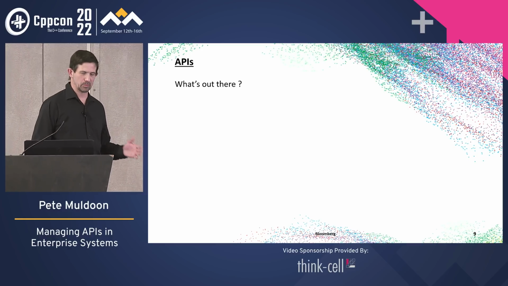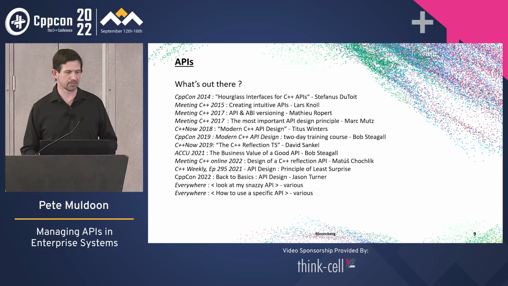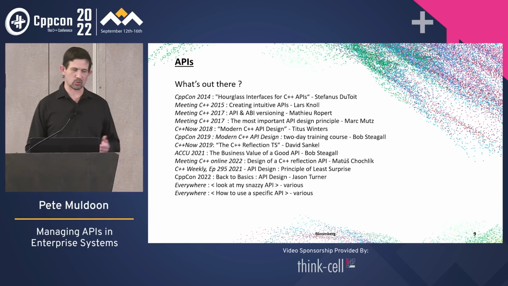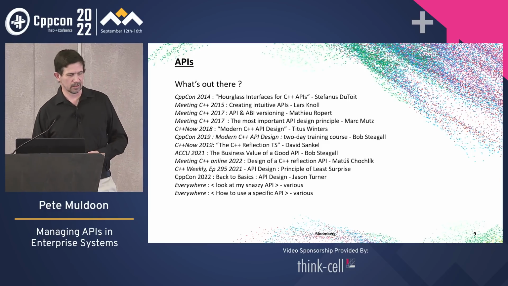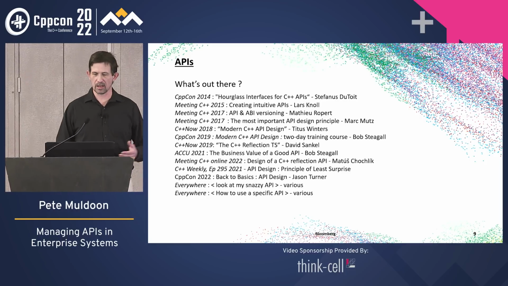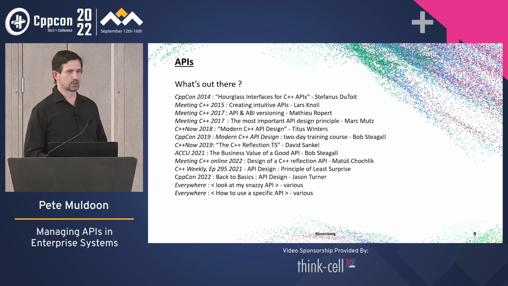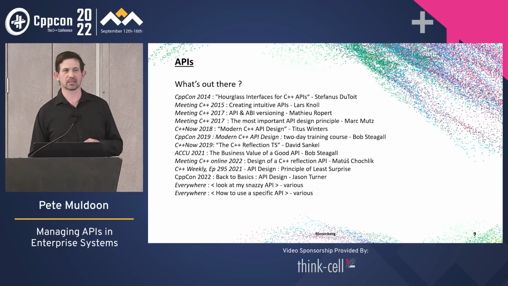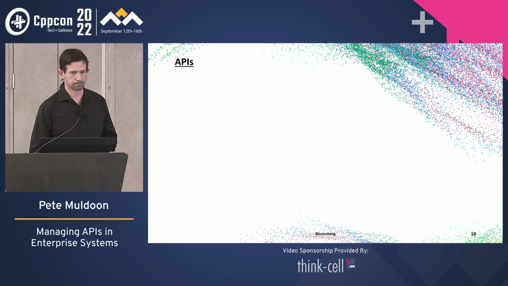So when I put in APIs and conference, something like this comes up. It's not an exhaustive list, but it includes: creating APIs, the most important design principle, the principle of least surprise in an API, back to basics in this conference, API design by Jason Turner. So we have a lot of things about writing APIs, what I'll call the producer side of APIs. But there seems to be relatively little about using or consuming them. How, as a savvy consumer, can I use APIs inside my system? And that's what we're going to be covering in this talk.